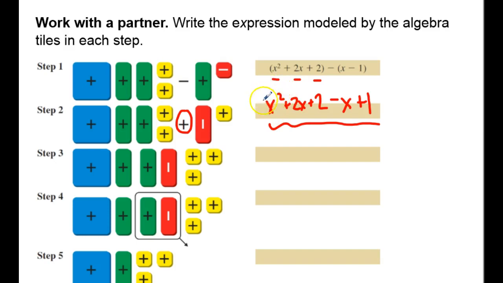And it's best to think about this because I can see that an x squared and an x are very different things, right? This blue tile and this green tile are very different sizes and shapes. So I can't combine them. They're different kinds of things.